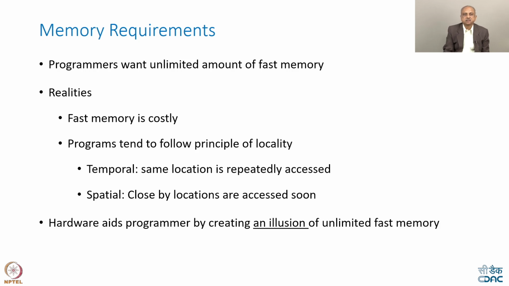Now, taking the principle of locality into consideration, we design a memory subsystem in such a way that the system creates an illusion, which means it is not a reality, that you have fast memory and it is unlimited in size. How is it done? We will understand it when we understand the cache subsystem.